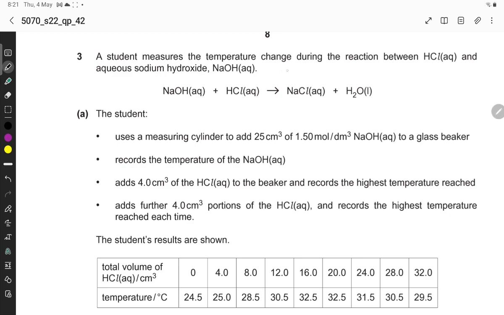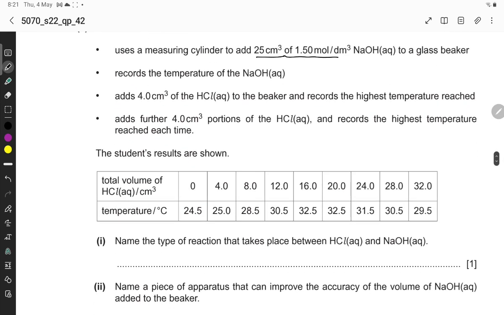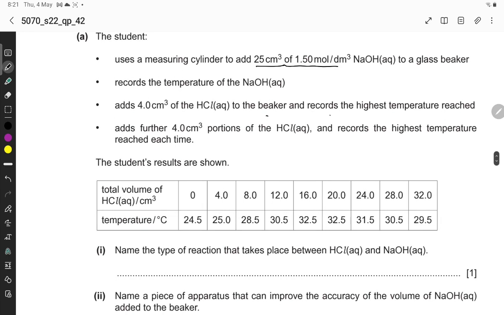A student measures the temperature change during the reaction between HCl and aqueous sodium hydroxide. The student chooses a measuring cylinder to add 25 centimeter cube of 1.50 mole per dm cube sodium hydroxide to a glass beaker and records the temperature. Add 4 centimeter cube of the HCl to the beaker and record the highest temperature reached. Add further 4 centimeter cube portions of HCl, recording the highest temperature each time.